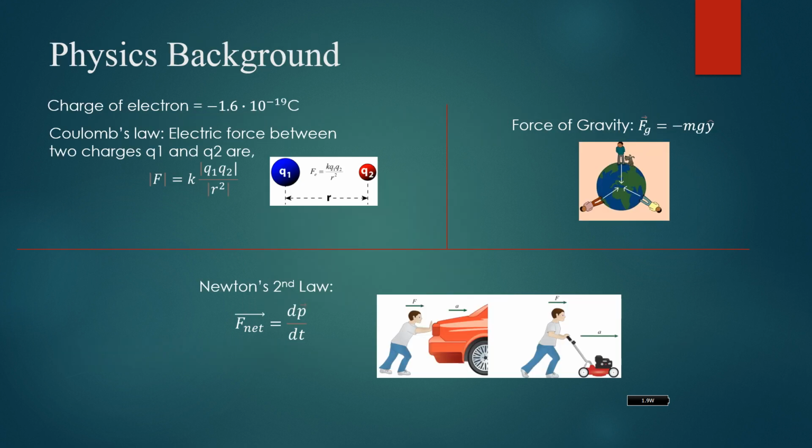Now we're going to talk about the physics concepts needed for this lab. Coulomb's law is very useful to find the force between two point charges located a distance r away. The second concept is very fundamental. It's the equation of gravity acting on an object on Earth. Newton's second law states that the net force acting on an object is the rate of change of its momentum. An object in equilibrium has zero change in its momentum, therefore the net force on the object would be zero.